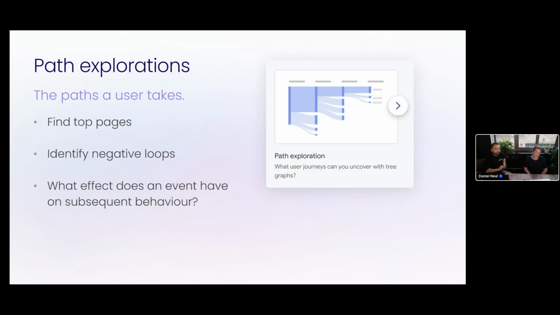And then finally, the path explorations. These help you to visualize the paths your user takes as they interact with your website or app. These tree graphs can help you uncover user journeys. So for example, you can find top pages that new users open after opening the home page, uncover loop behavior where it might indicate if someone's stuck, and determine the effects of an event on a subsequent user's actions.